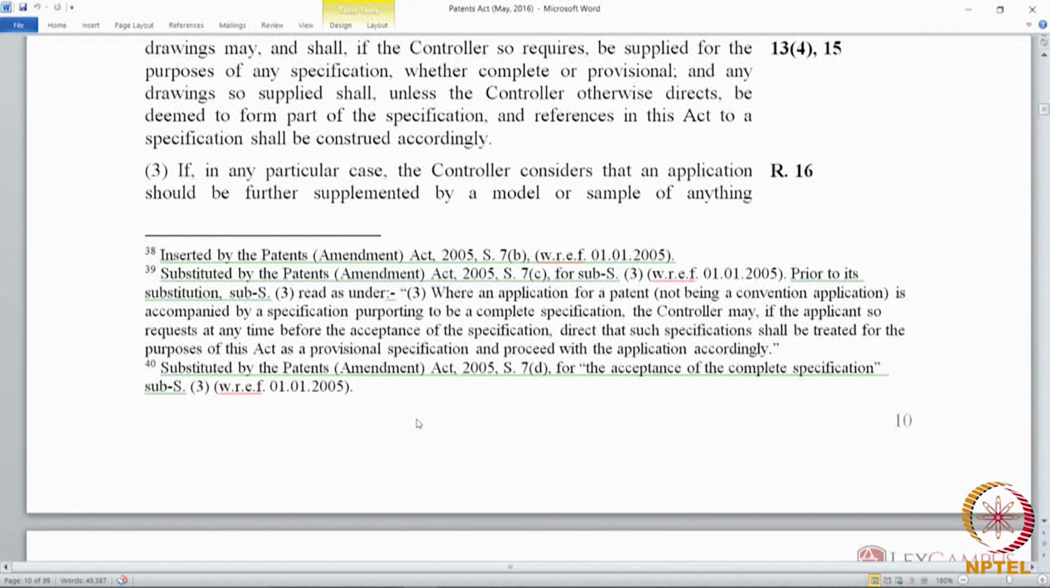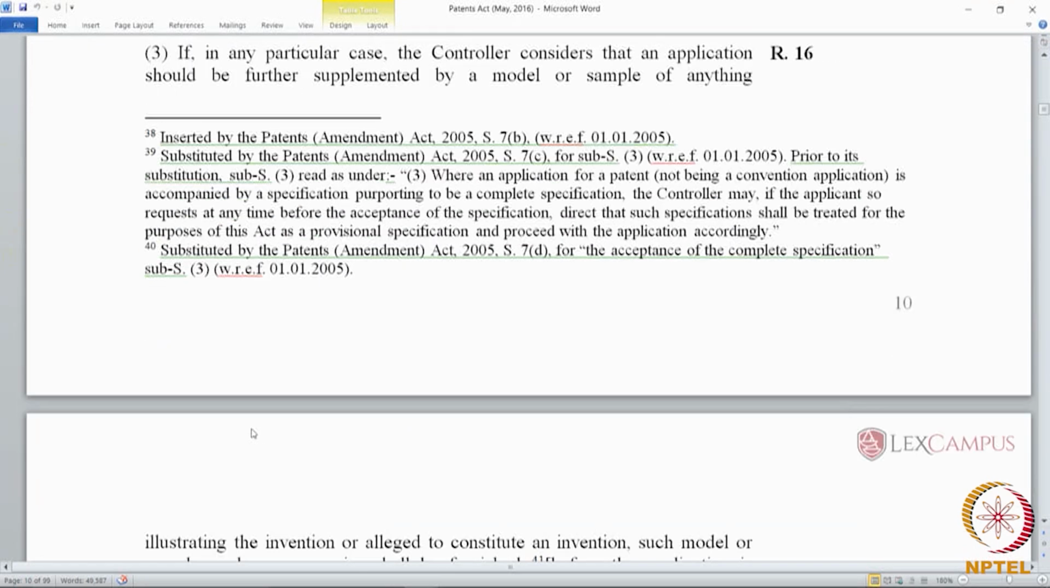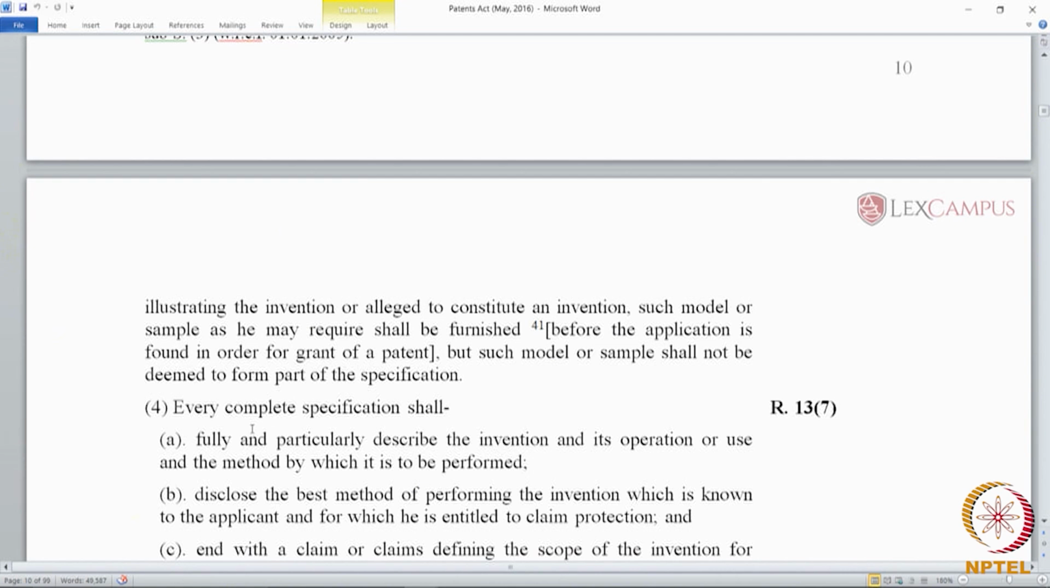Section 10(3) talks about models and samples. The controller has the power to insist on a model or a sample of anything illustrating the invention, and once the controller insists, the applicant shall furnish it before the application is found in order for the grant, but such model or sample shall not be deemed to form a part of the specification. Now, this is a critical difference between a drawing and a model or a sample. A drawing is deemed to be a part of the specification, which means if you search for a copy of the specification, you will find the drawings in it.